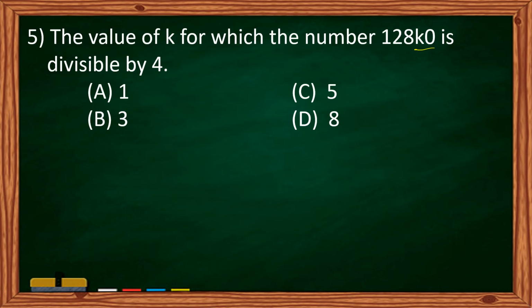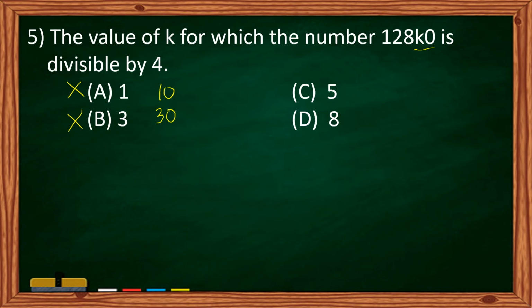So kung i-substitute natin yan dito, for example, k is 1, so that means 10. Then check natin kung ang 10 is divisible by 4. Since this is not divisible by 4, then letter A is wrong. For letter B, let's try to substitute 3 for k. So we have 30. 30 is not divisible by 4. So eliminated na ang letter B.